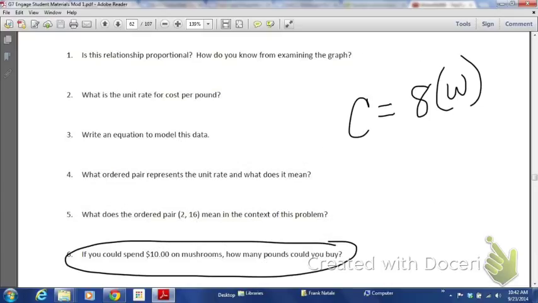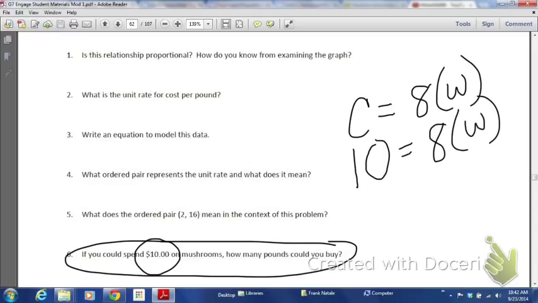Okay, so if we just use our C equals 8W equation, we can figure this out. But now we need to plug this $10 into where it belongs. So it belongs over here in the C part, the C or the Y. So 10 equals 8W. And again, just like we've done in the past, you want to isolate the W because that is our variable, that's our unknown. And the way we isolate it is by dividing by 8.